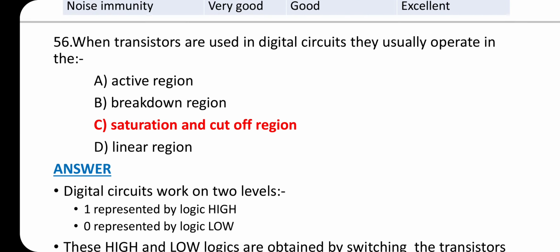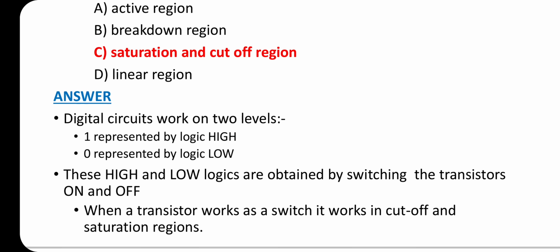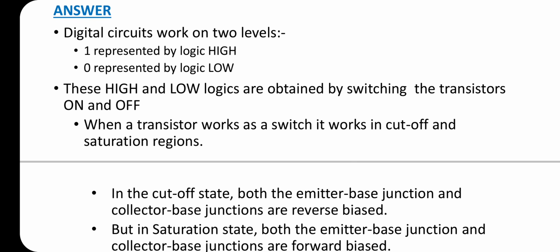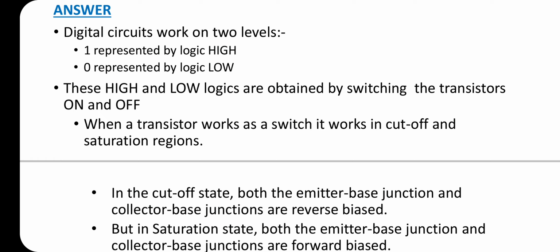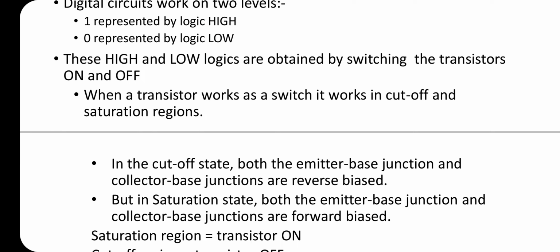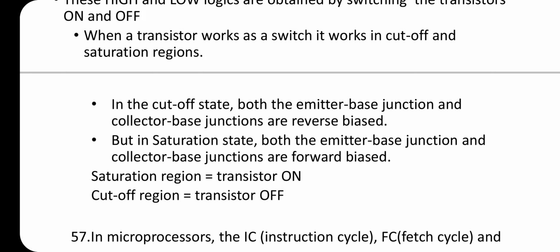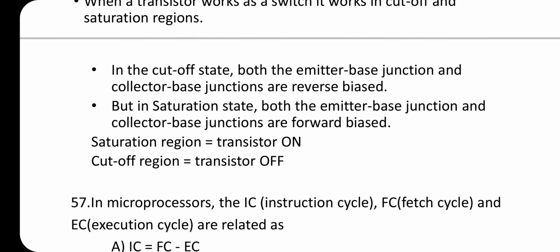Question number 56. When transistors are used in digital circuits, they usually operate in the option C, saturation and cutoff region. Digital circuits work on two levels: 1 represented by logic high, 0 represented by logic low. These high and low logics are obtained by switching the transistors on and off. When a transistor works as a switch, it works in cutoff and saturation regions.